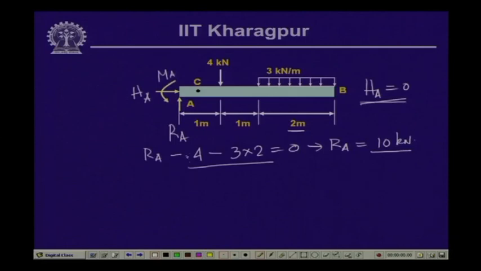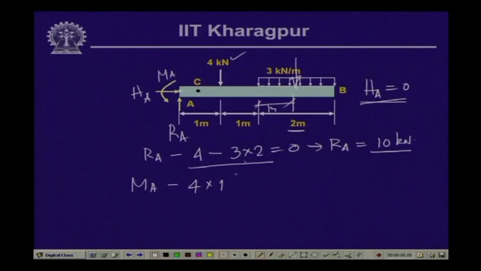Now, if we take the moment of all the forces about this particular point A, we have the support moment M A, which we will have to evaluate, and the 4 kilonewton force. This moment which we have assumed here as anticlockwise is positive. So, 4 kilonewton is contributing as a clockwise moment. So, M A minus 4 times 1 meter, in kilonewton meter, and this distributed load is 3 kilonewton per meter times 2, which is 6 kilonewton, acting at the center of this length, at a distance of 1 meter. So, the distance from here is 3 meters.